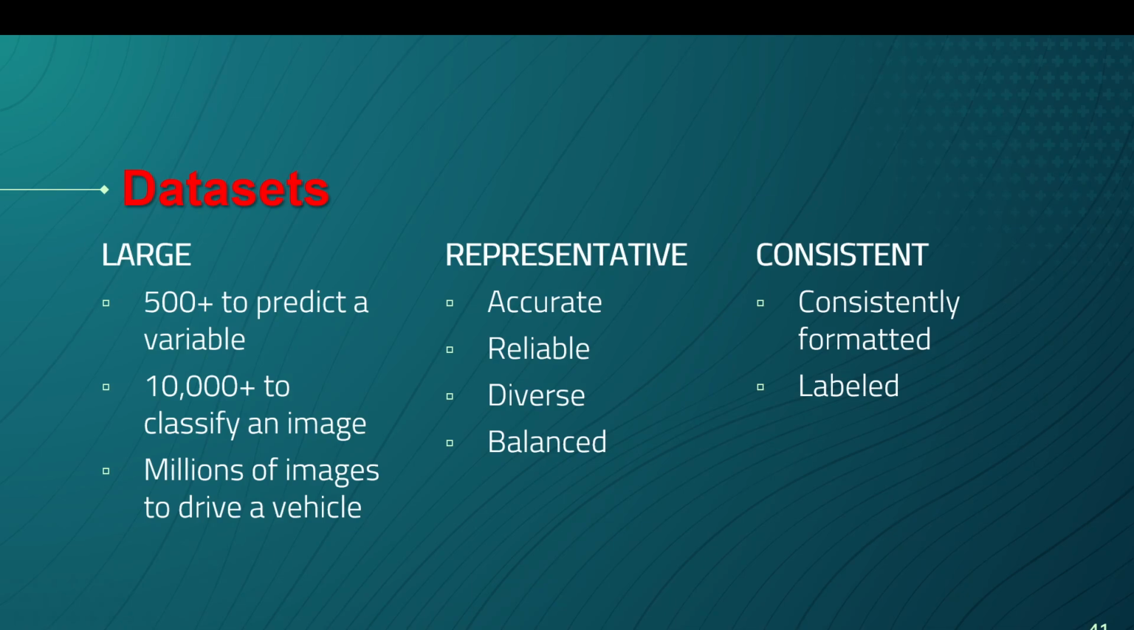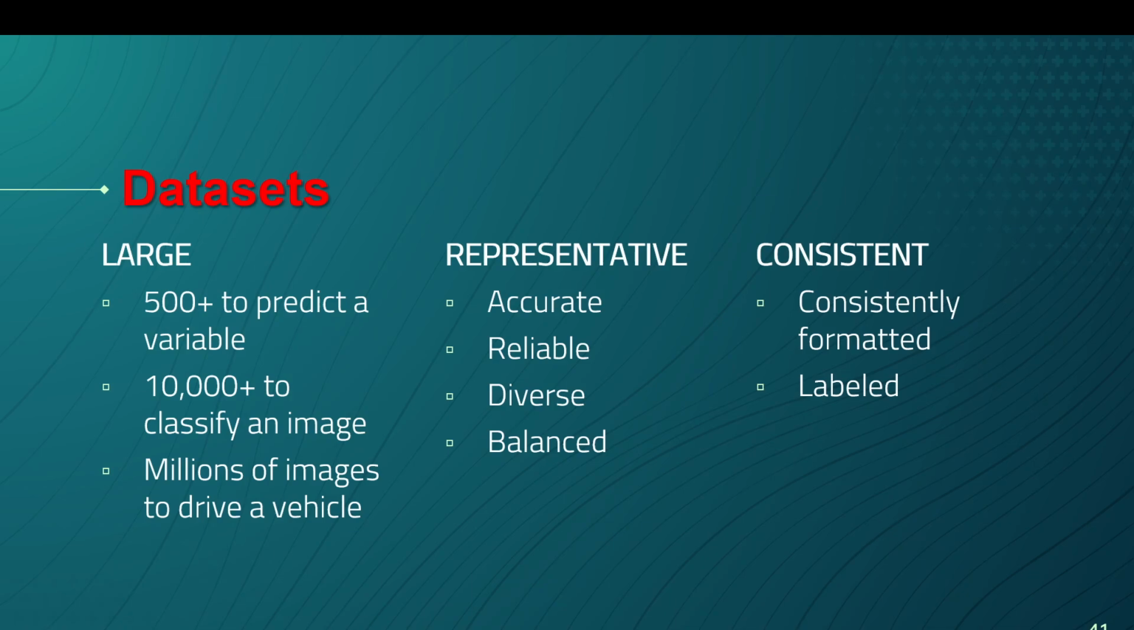Data sets have to be huge when we're doing all of this, and they also have to be standardized in certain ways. We can't just dump random data in. So the first thing is they have to be big. If you just want to predict a single variable, like what letter comes next, you might need like 500 examples of words. If you want to predict something like which image is a cat and which is a dog, you might need something like 10,000 images. If you want to get a car to drive itself, you would need millions of images and hours and hours and hours of collected video from multiple sensors.